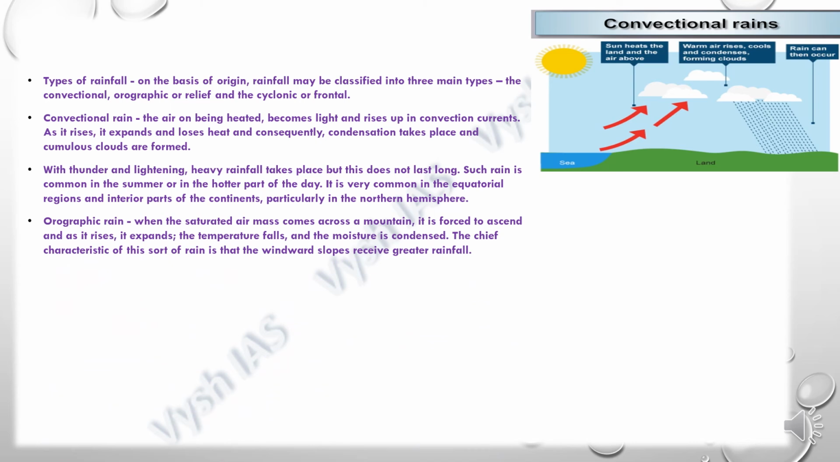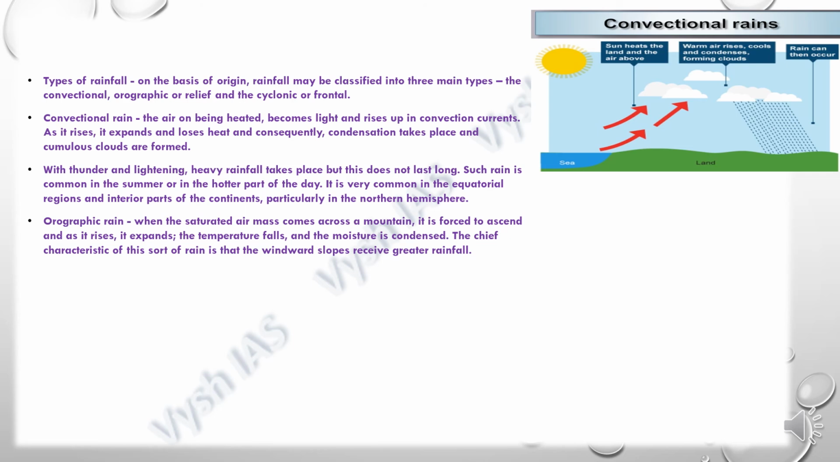Then we have the orographic rain. When the saturated air mass comes across a mountain, it is forced to ascend, and as it rises, it will again start expanding. So the temperature will again fall and the moisture is condensed. The chief characteristic of this sort of rain is that the windward slopes will receive the greater rainfall.